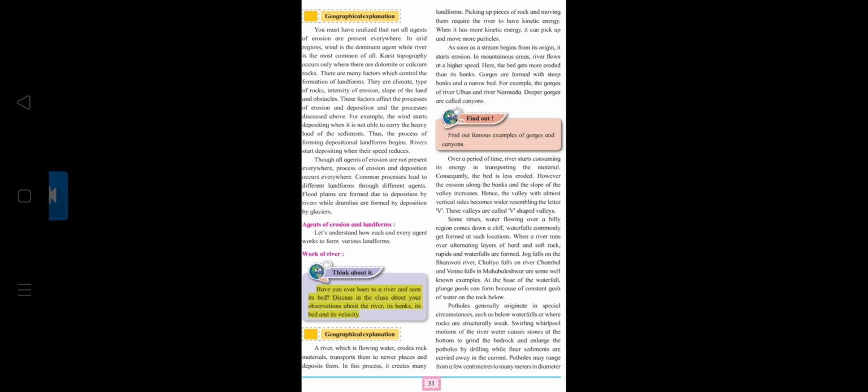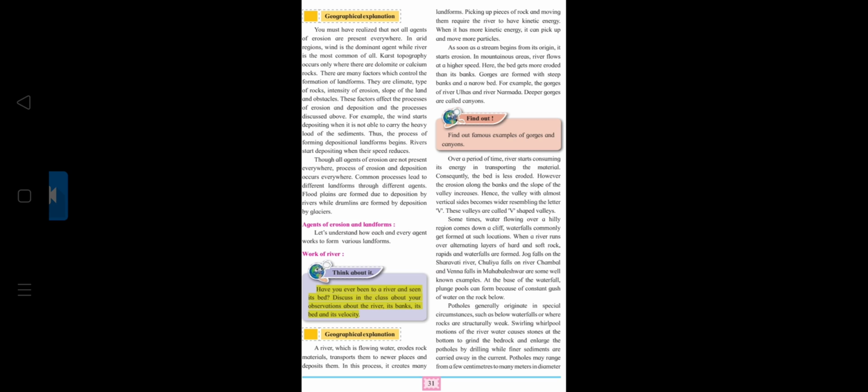See how there are different formations taking place because of different kinds of agents of erosion. So over here, rapids and waterfalls are formed when alternate layers of hard and soft rock are run over by a river. Jog Falls on the Sharavati River, Chulia Falls on River Chambal, and Vena Falls in Mahabaleshwar are some well-known examples.